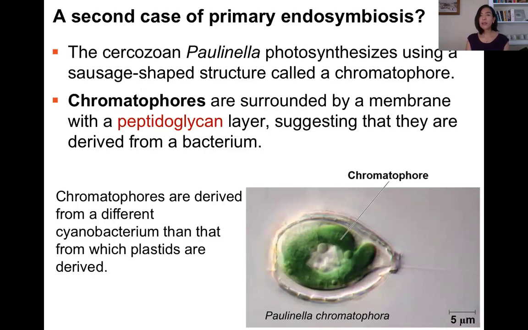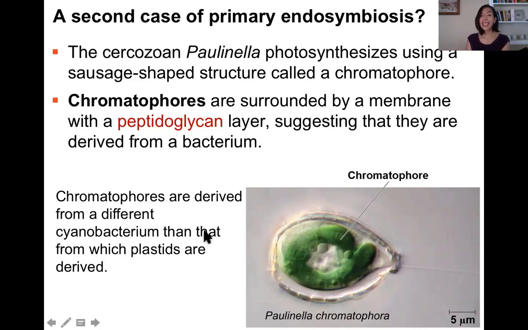And one very important or interesting feature of the chromatophore is that they have a layer of peptidoglycan. Does that sound familiar? What other things have peptidoglycans? So bacteria have peptidoglycans, and in particular, we have talked that gram-negative bacteria, such as cyanobacteria, will have the peptidoglycan in a sandwich approach in between two membranes. Okay, the chromatophore has this peptidoglycan layer, and that suggests that they are derived from a bacterium.